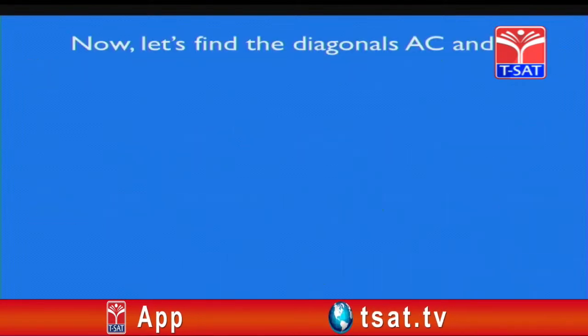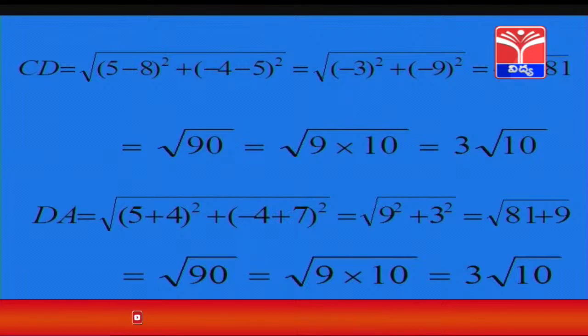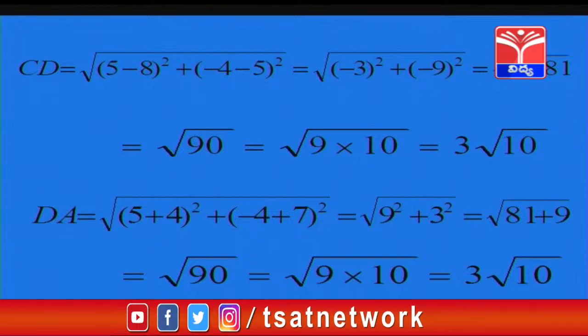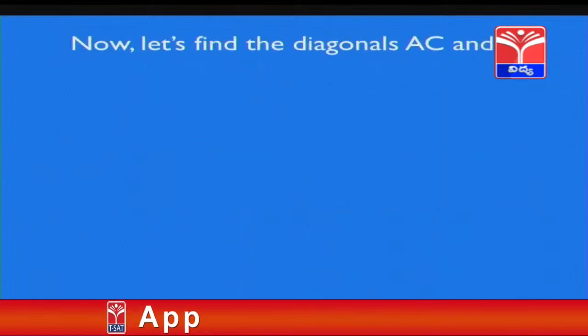So, when you observe children, we get all the 4 sides as 3 root 10, which means we have found out that all the 4 sides are equal. So, we proved that all the 4 sides of ABCD are equal. Now, let us find the diagonals AC and BD.